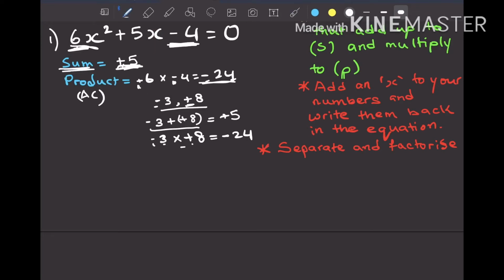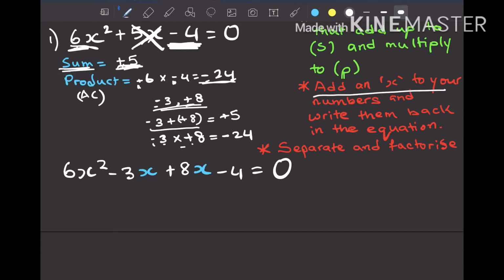So that would mean, let's write this, 6x squared. Yeah, so we cancel the middle term. Instead we put this, so -3x, put an x in front of it, plus 8x, we put an x in front of it. As it says, add an x to your numbers, so we just put an x in front of them and put them back in the equation, plus, or minus actually, since it's a -4, we're just rewriting the equation with these instead of the middle number, right? So -4 equals 0.